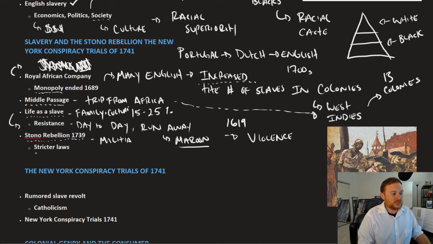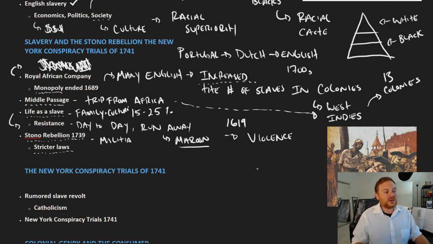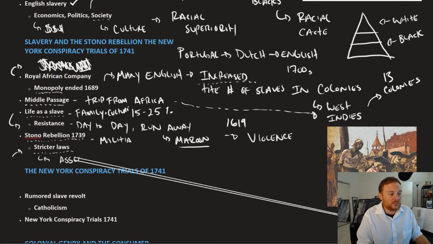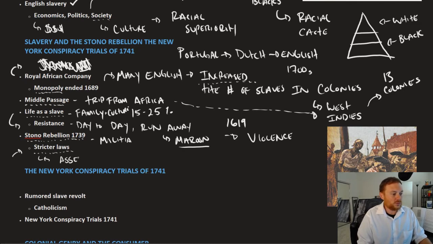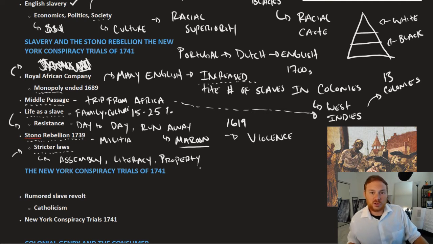And one of the key themes that we'll find in the English colonies is that anytime one of these rebellions breaks out, especially a violent one, it's followed up with stricter laws. And stricter laws may prohibit a certain number of slaves from meeting, so we'll say assembly. It may prohibit things like literacy. It may prohibit certain property from being owned or held. And these laws are really designed to discourage violent rebellions and to enforce and uphold the system of slavery in the 13 English colonies.